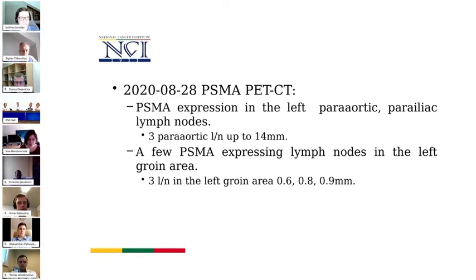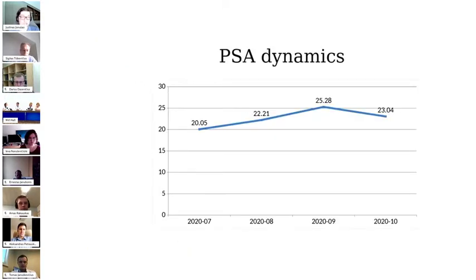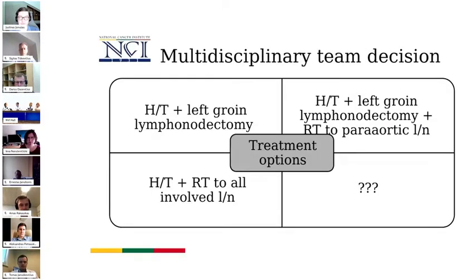The slide just summarized what Dr. Tiškevičius just said, and PSA dynamics was as shown in the slide. And a question for our experts: what treatment option would you recommend for this patient? Is it hormonal therapy and left groin lymphadenectomy, or maybe hormonal therapy, left groin lymphadenectomy, and radiation therapy to para-aortic lymph nodes, or maybe it's hormonal therapy and radiation therapy to all involved lymph nodes? Maybe you have some other options. Please discuss.